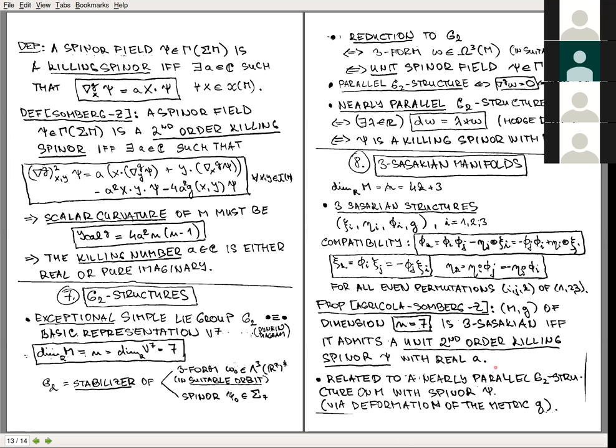This is really related to G2 structures, which can be defined via either a three-form or a spinor as well. And actually the 3-Sasakian structures in dimension 7 have their canonical G2 structure, just deform the metric in a completely prescribed way from the 3-Sasakian to the G2 metric. And this second order Killing spinor with respect to the 3-Sasakian structure is the very same as the defining spinor of the G2 structure, and the G2 structure in this case is nearly parallel, which means that the defining spinor is a Killing spinor.